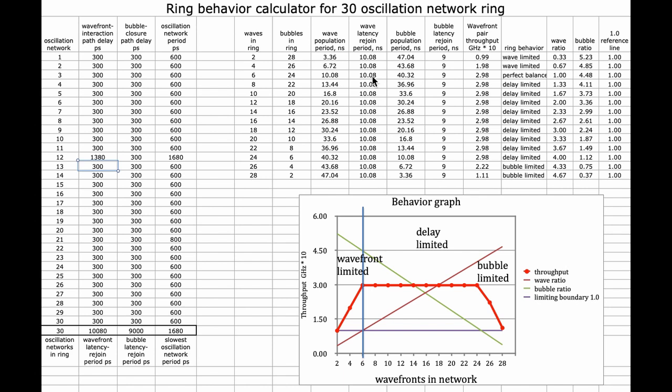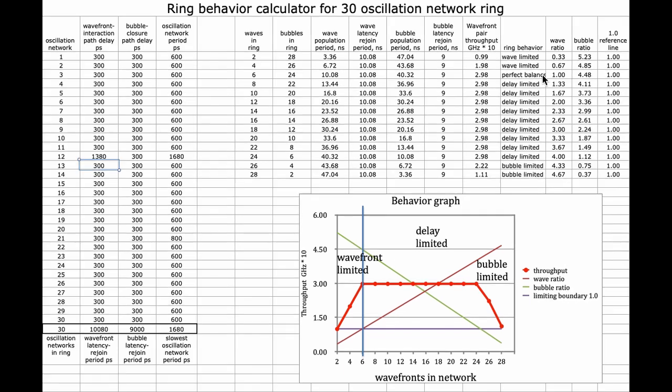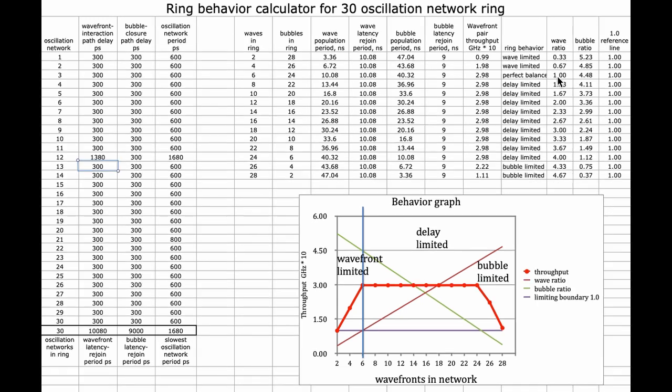Now, if we look up here, we can see that in the numbers. The wave population period and the wave latency rejoin period are the same. And what that means is that the wave ratio is 1. It's perfectly balanced here. We saw this in the demonstration with the closure and the wavefront arriving just in time at the olive behavior just before the delay. So this optimal behavior point corresponds to the wave ratio of 1.